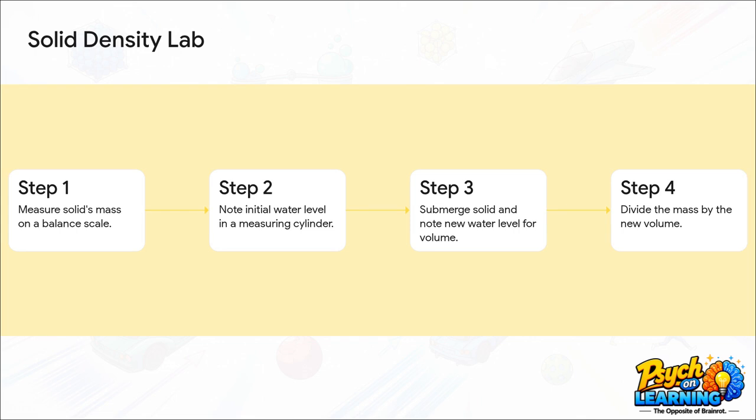Here's how it works. Step 1. Measure the solid's mass on a balance scale. Step 2. Pour some water into a tall glass called a measuring cylinder and note the exact water level. Step 3. Gently lower the stone into the water on a string. You'll see the water level rise. That exact amount the water rises, that's the volume of your stone. Finally, step 4. Just divide your mass by this new volume and boom, you have your density.